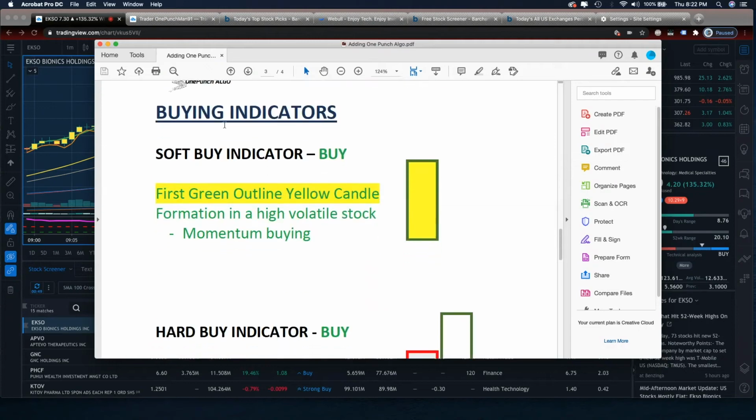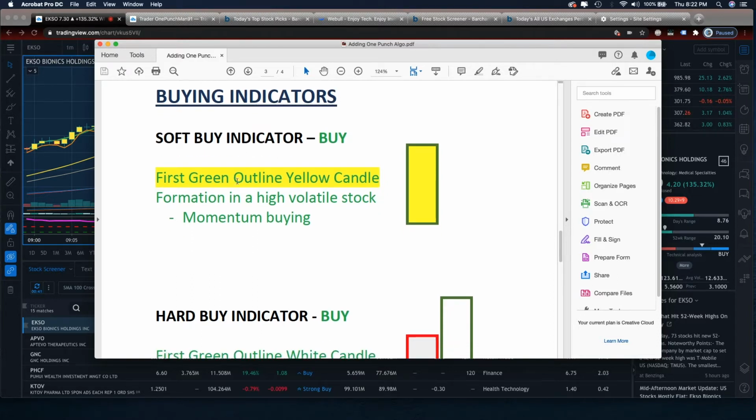Let's dig in. All right, so buying indicators. Soft buy indicator. So what is a soft buy indicator? First green outline yellow candle, right? So first green outline yellow candle formation in high volatile stock. It's also called momentum buy.